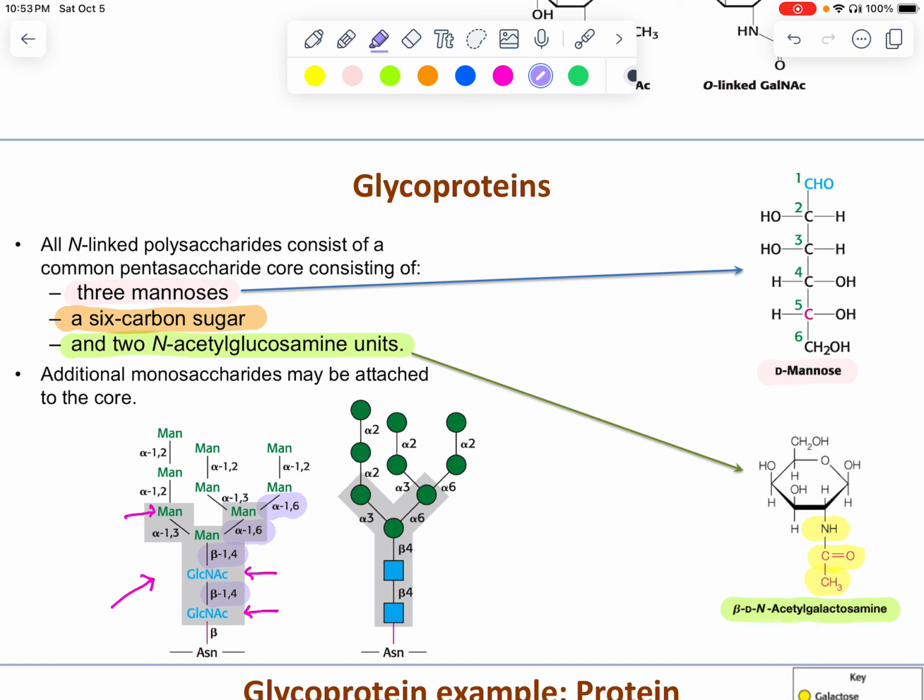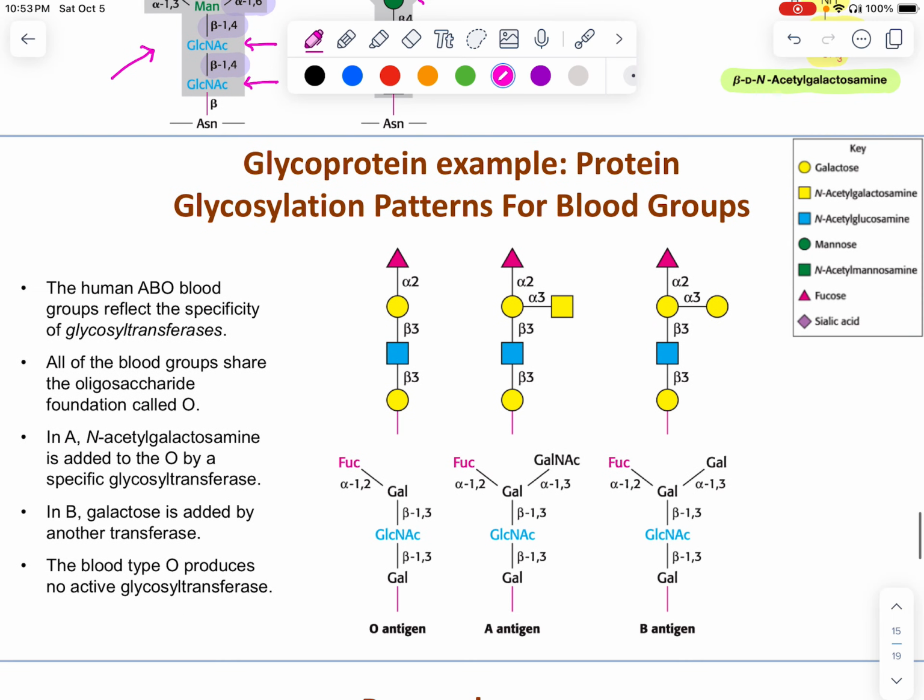These monomer units, besides having the shorthand of MAN for mannose, also have these shorthand symbols. And you don't need to memorize these, but this blue square will always be N-acetylglucosamine. This green circle will always be mannose. And so it's an easy way for us to draw and represent some of these things in a shorthand. So let's look at an example of a glycoprotein.